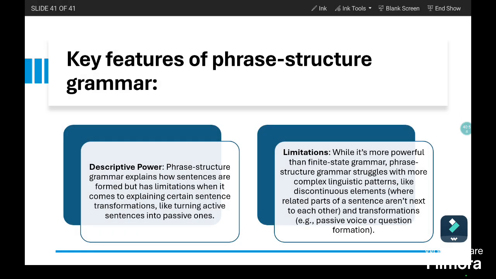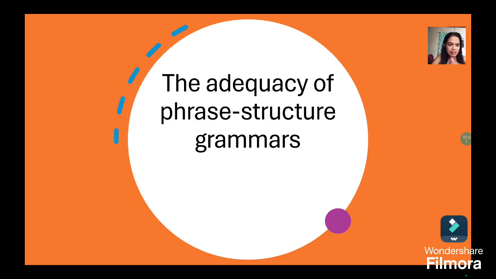So in summary, phrase structure grammar is a useful model for describing how sentences are built from smaller components, providing a clear, hierarchical structure for understanding language. However, it requires additional rules like transformational grammar to handle more complex sentence structure and transformation. We were going to discuss the last part of generative grammar, rules and description. So the last part is the adequacy of phrase structure grammars.